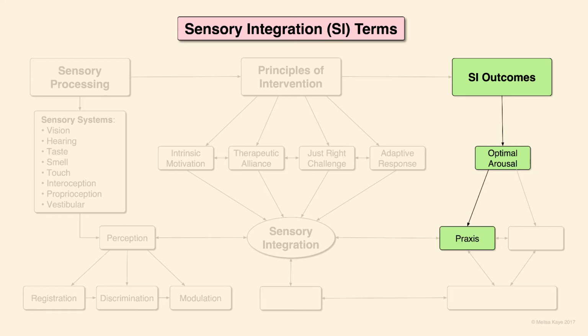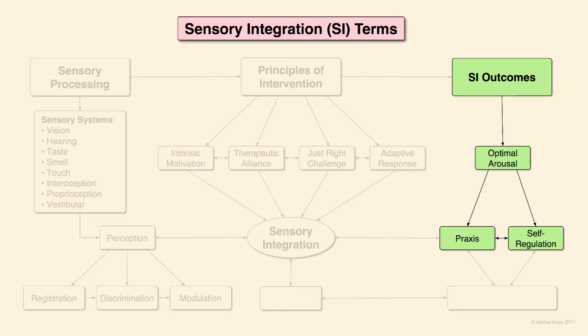Next, praxis is a motor or muscle-based outcome of SI. Praxis is the ability to conceptualize, plan, and execute skilled physical tasks, supported through sensory processing and integration. In other words, praxis is key for performing all physical activity in an effective way. A counterpoint to praxis, self-regulation, is a behavioral outcome of SI.